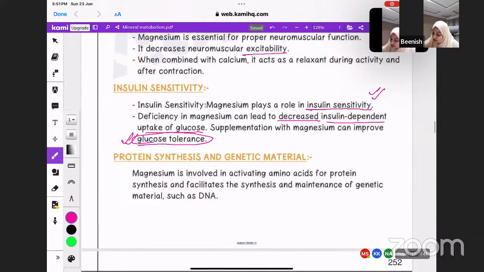Now, protein synthesis and genetic material: magnesium is involved in activating amino acids for protein synthesis and facilitates the synthesis and maintenance of genetic material.